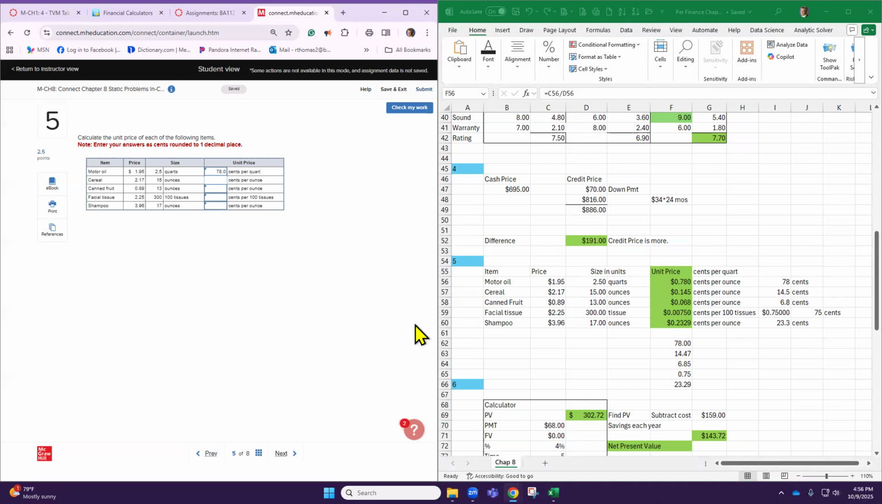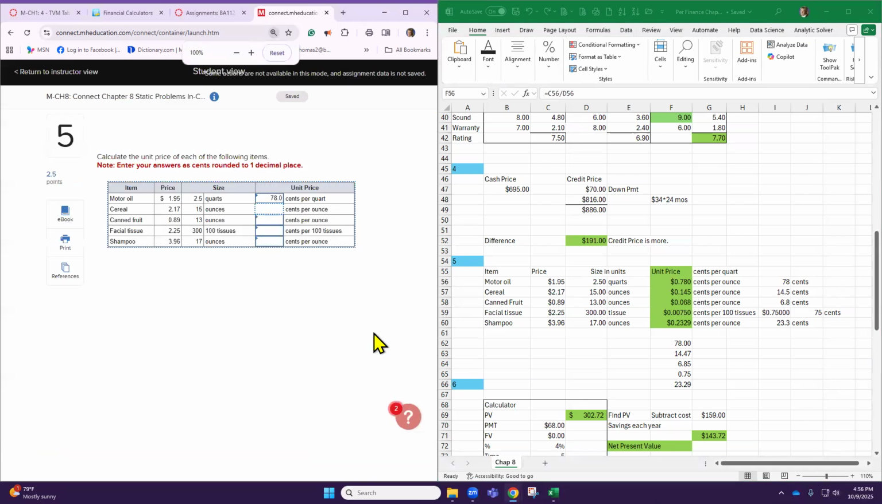All right, well, next one we're looking at is cereal. Okay, cereal. It's $2.17 for a 15-ounce box. So it turns out to be 14.5 cents per ounce. Okay, and we do want to put the 14.5. All right, canned fruit. The price of the canned fruit is 89 cents. We divide it by its 13 ounces, and it turns out that 0.68 is the price per ounce, right? So we want 6.8 cents per ounce.